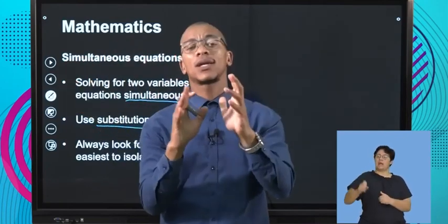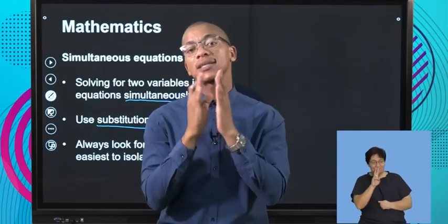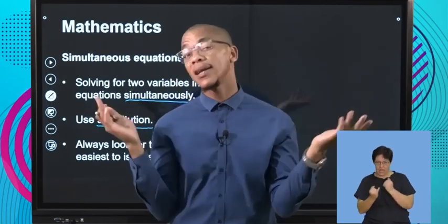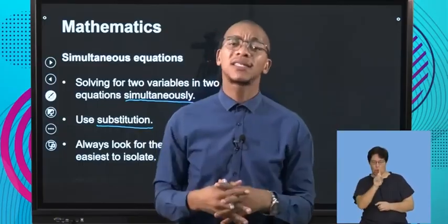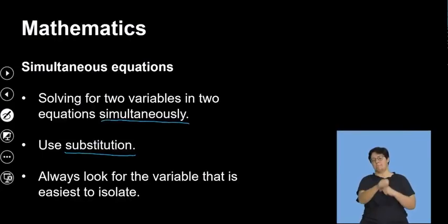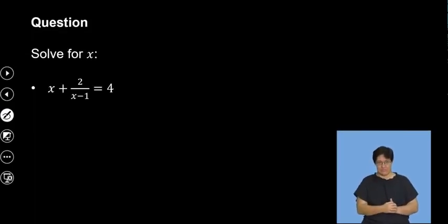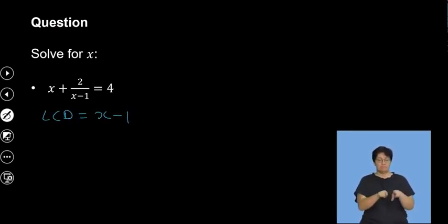So that's what I mean when I say, look at the one that is easiest to isolate. But let's look at some questions just to try and see exactly what I mean. Now, firstly, I said fractions, right? Here I said we must multiply by the LCD. So my LCD first will be equal to x minus 1, right?